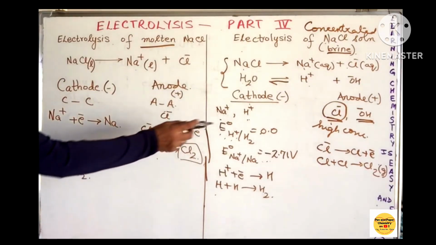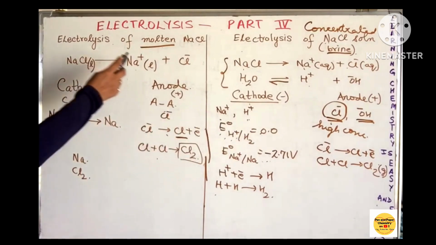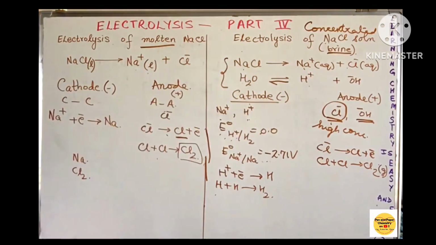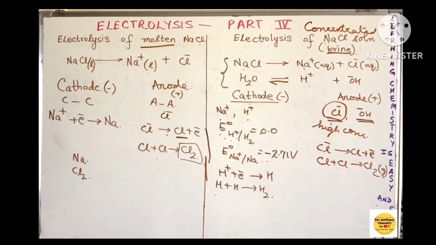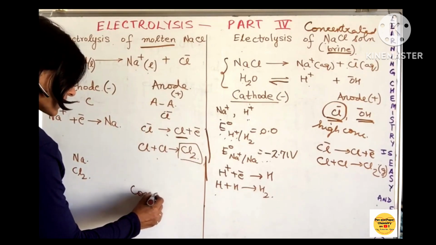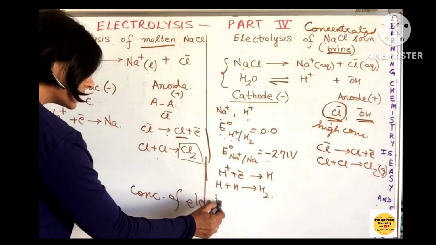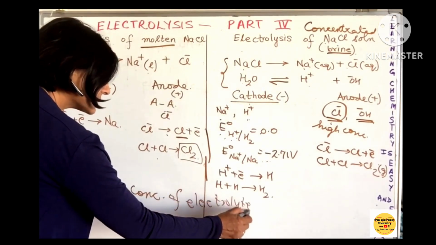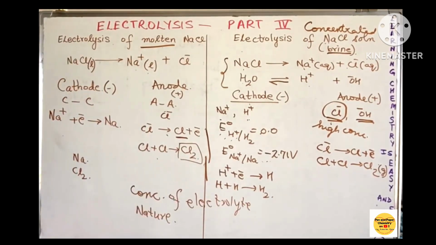So the product obtained at the anode in both the cases is the same, whether you talk about molten sodium chloride or concentrated solution of sodium chloride. Whereas the product obtained at the cathode changes, right? So if you notice over here, what is affecting the formation of the products is the concentration of the electrolyte as well as its nature. How are we talking about concentration?